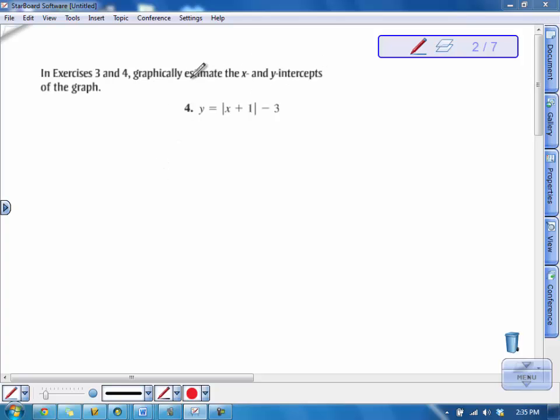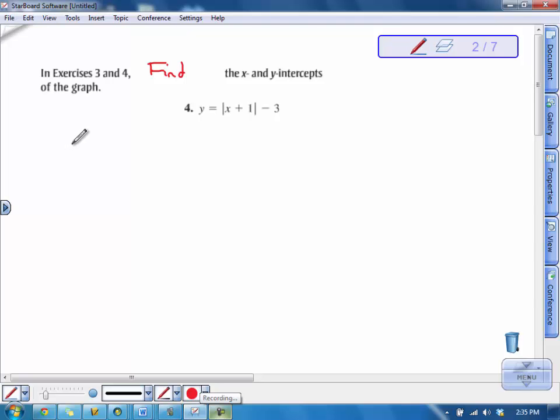Okay, actually, I'll probably ask you to find the x and y intercepts. I probably won't say estimate from a graph. So find the x and y intercepts. You could do it from a graph. I mean, obviously you could type this in your calculator. But I would rather do it algebraically, because then I know for sure I got them right.